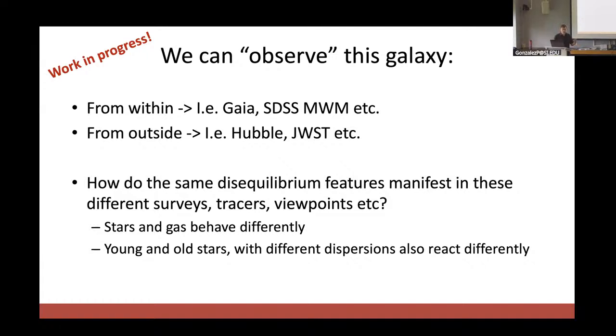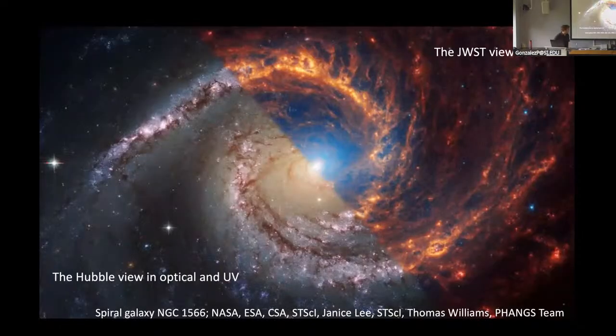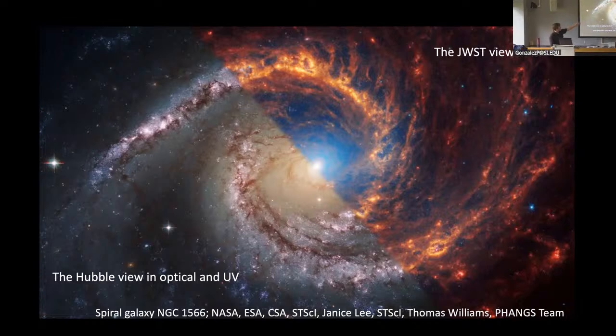Again, stars and gas behave differently, young and old stars will respond differently. So it's interesting to look at these different populations. And so this is just one of these beautiful things that was made by the FANGS team. For the same galaxy, the Hubble view in optical and UV, and the JWST view in IR. And so we can make these kind of mock Hubble or JWST images from these kind of hydrodynamic galaxy simulations.